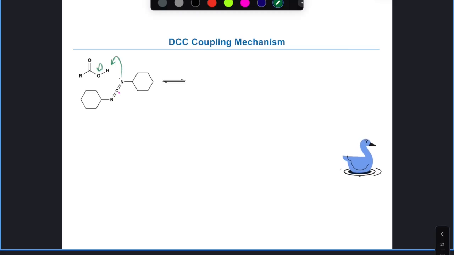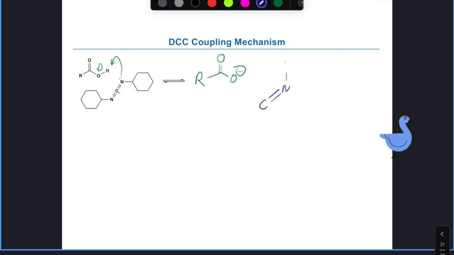What I'm doing is I'm converting this to O-. That's now a much more nucleophilic center, and I now have C, N plus, I'm just going to abbreviate that as R. That's my cyclohexyl group.